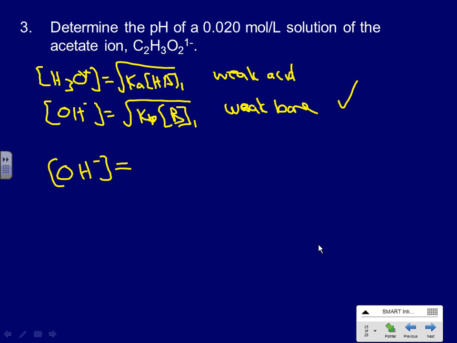And you know what? In an ideal world, I give you the Ka and you calculate the Kb from the Ka that I just taught you. But we've got a page that has the Kb straight on it, which is fine. What is the Kb for this?